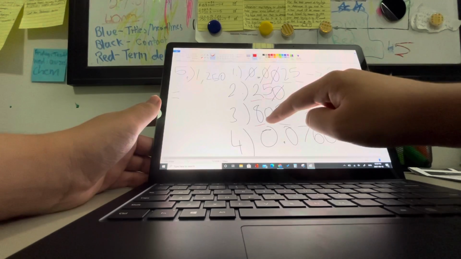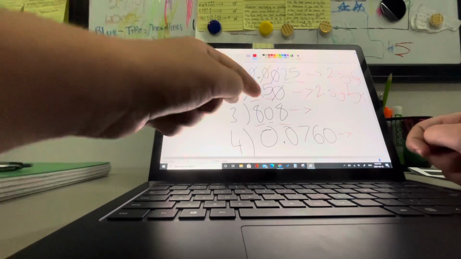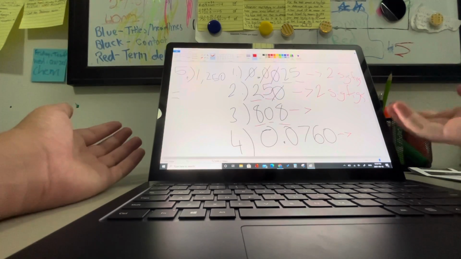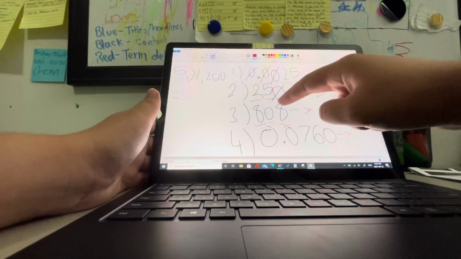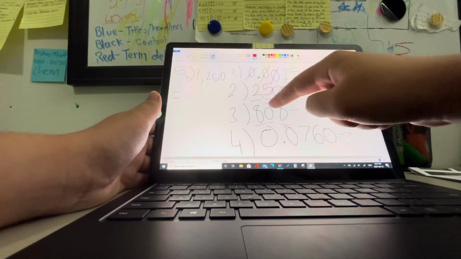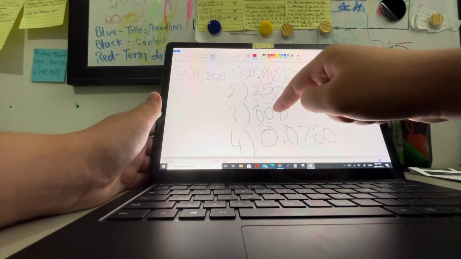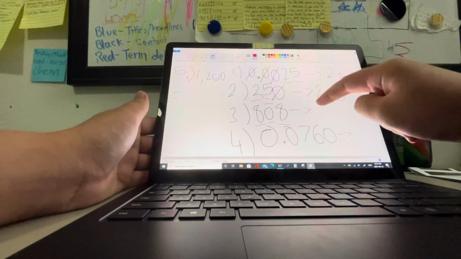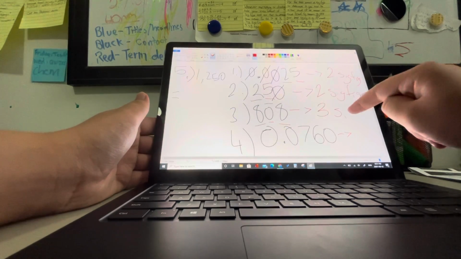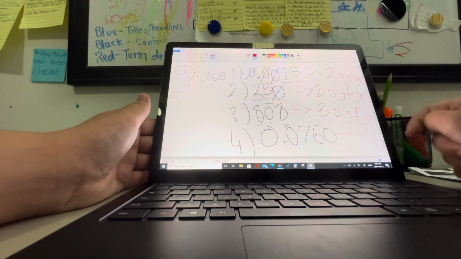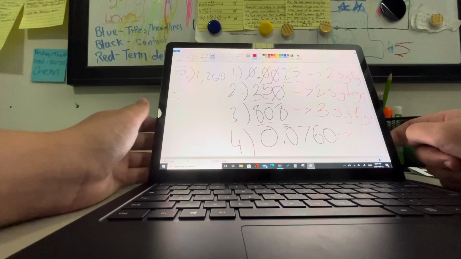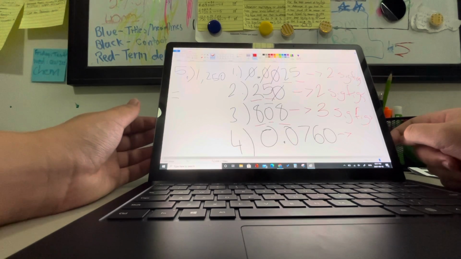Now we have a 0 right over here. Since there is no decimal point, it would usually not be a significant figure. But since there are 2 significant figures here, and in between there's a 0, then that counts as a significant figure. So in that case, the 0 is a significant figure. Okay, so let's move on to the 4th question.